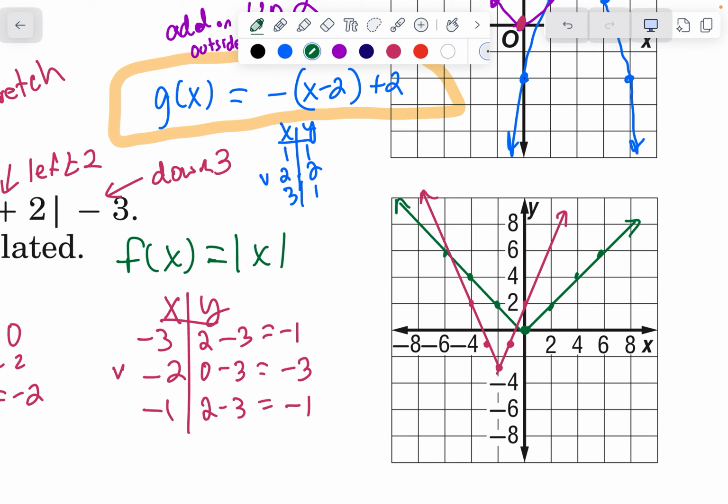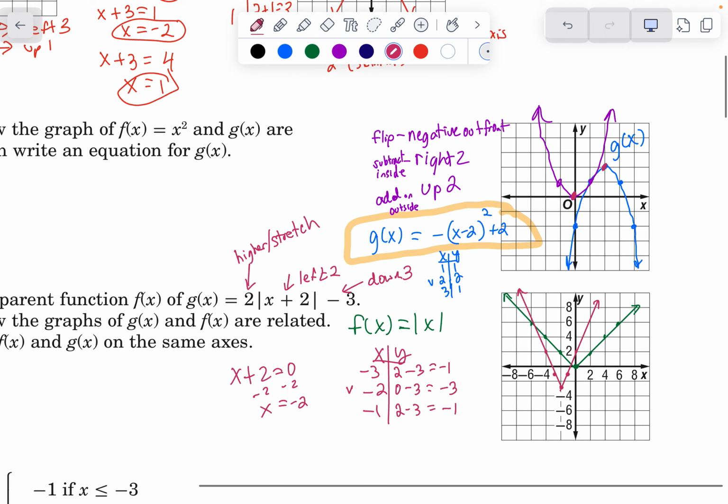Okay. So knowing your parent, looking over the rules, hey, how do I move it left and right? How do I move it up and down? How do I flip it? How do I compress it or stretch it? If there's a compression or stretch on it, I do tend to always plug in numbers. For these ones, you can kind of somewhat guess what happened to it. But plugging in numbers is always a useful tool. You guys good with those two questions?